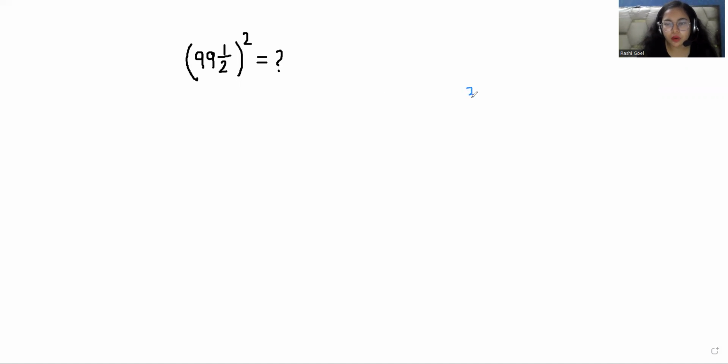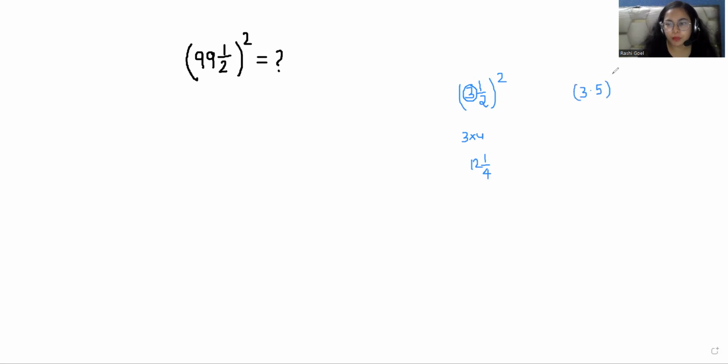Suppose you are given the whole number like this, 3 whole 1 by 2 whole square. So what you have to do, always take the whole number and multiply with the next number. So 3 times 4 is 12. And the square of 1 by 2 is 1 by 4. Or you can write this 3 whole 1 by 2 as 3.5.